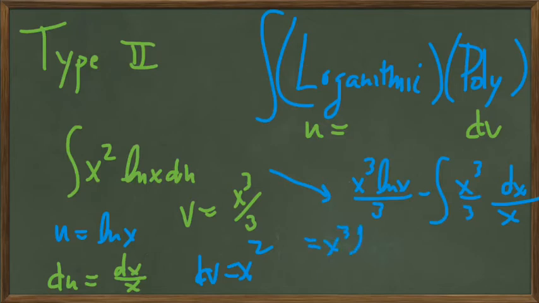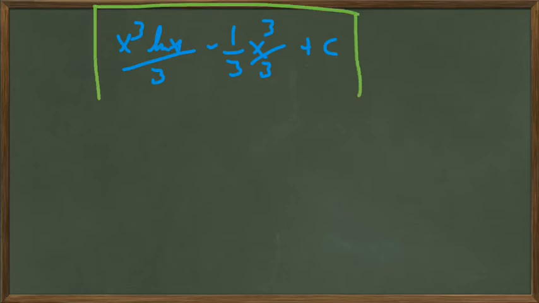x cubed ln x over 3. Bring this 3 out, minus 1/3. We're integrating x squared dx, and so that's going to give us x cubed over 3. So we get x cubed ln x over 3 minus 1/3 x cubed over 3 plus c. And we can simplify that second term to make it x cubed over 9 plus c.